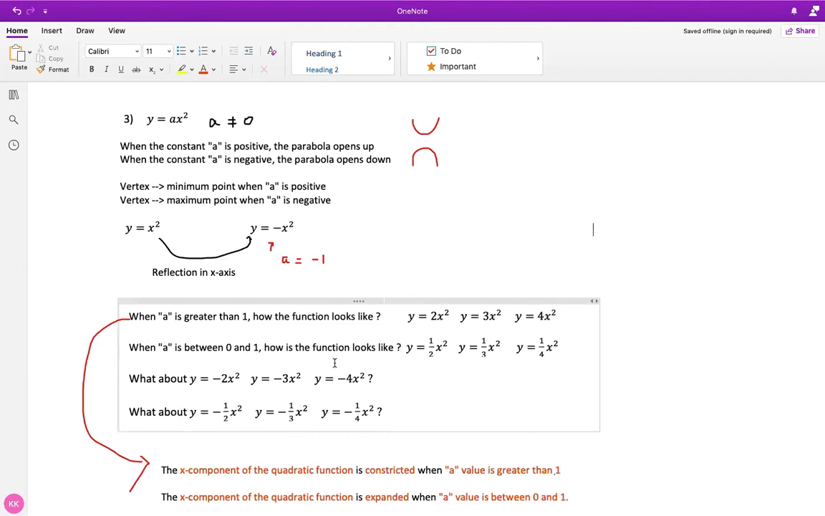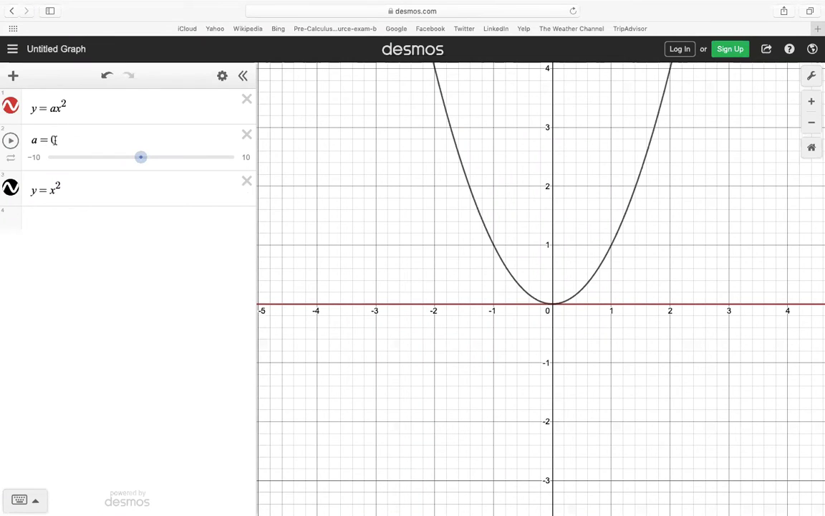For a value between 0 and 1, the smallest fraction gives the wider x component. So what happens if the a value is negative? If the a value is negative, we expect to see that the parabola is heading downwards. When the a value is -1, this shape is reflected in the x-axis, and it's exactly the same shape.